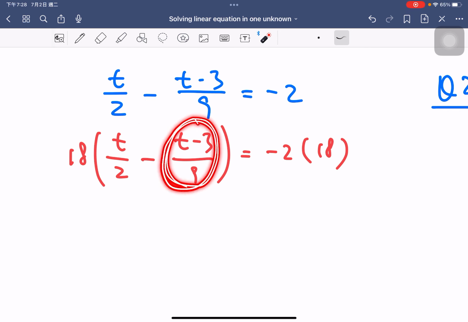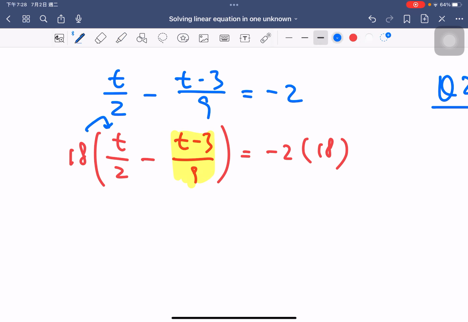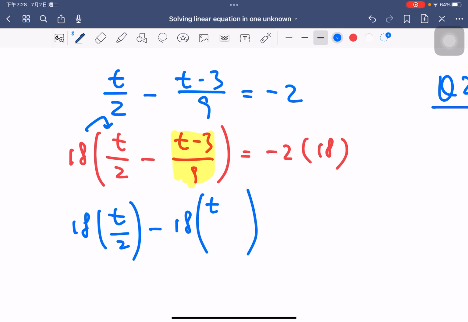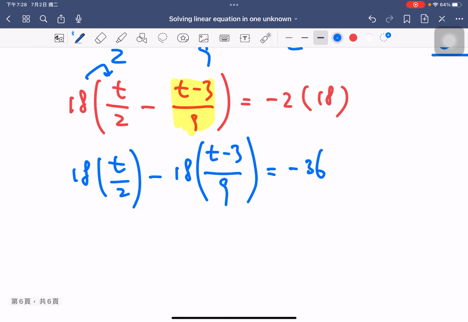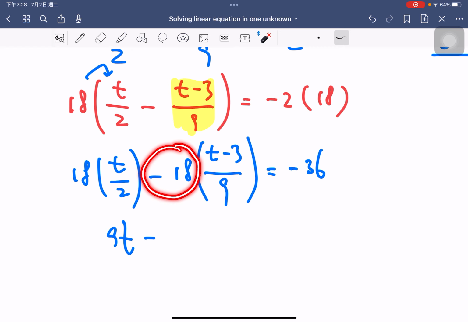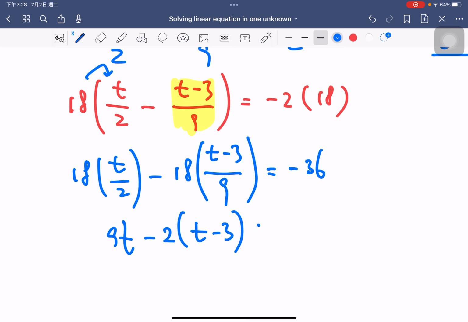We treat this as a whole thing, okay? Now we use the 18 times t over 2. So now I have 18 times t over 2, and then minus 18 times the whole fraction, which is t minus 3 divided by 9. It's equal to negative 2 times 18, giving you negative 36. Now we can expand the brackets. 18 divided by 2 will give you 9, so on the left hand side we have 9t. And then remember, this is negative 18 divided by 9, so we'll have negative 2 times t minus 3, equal to negative 36.